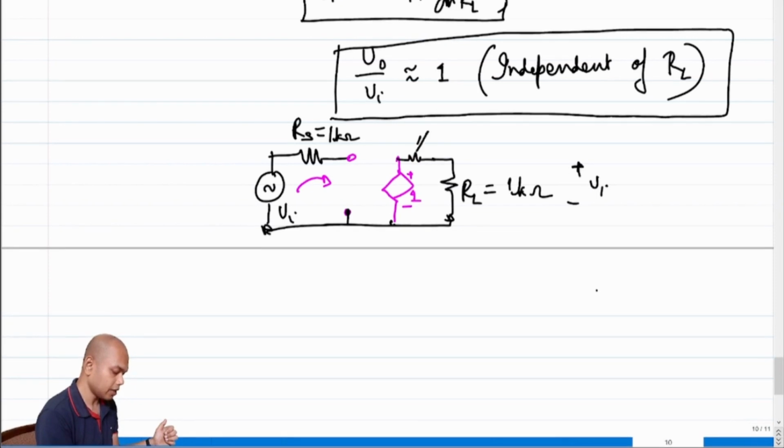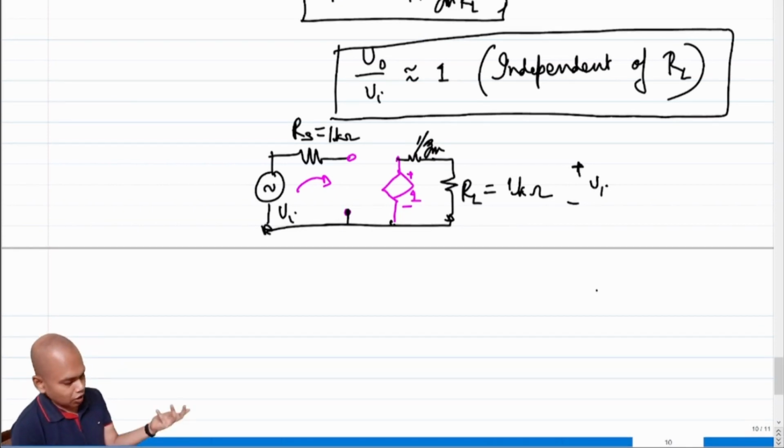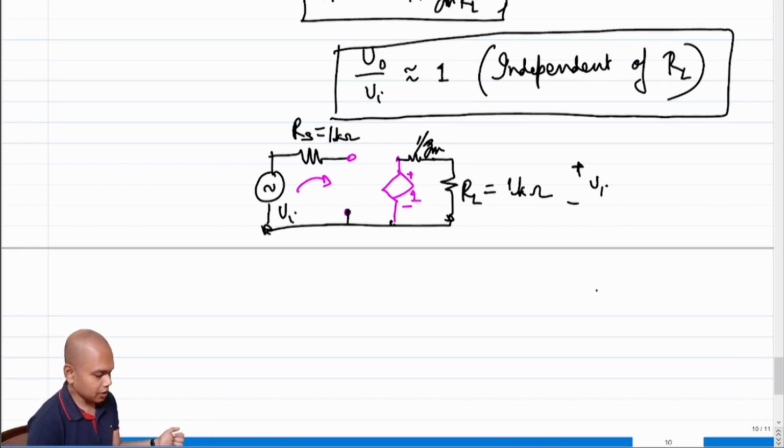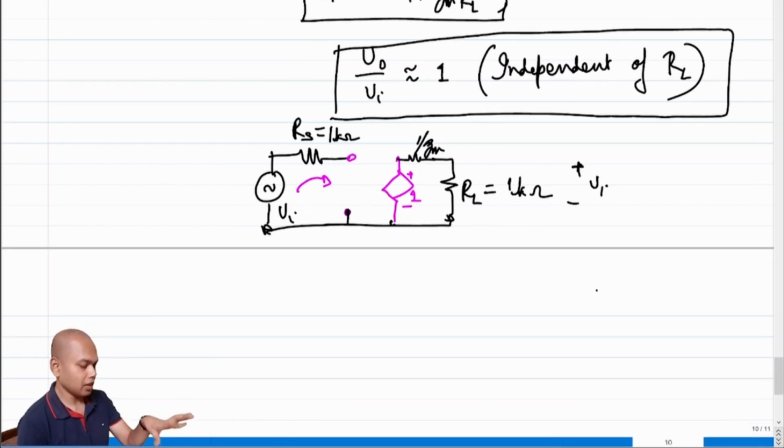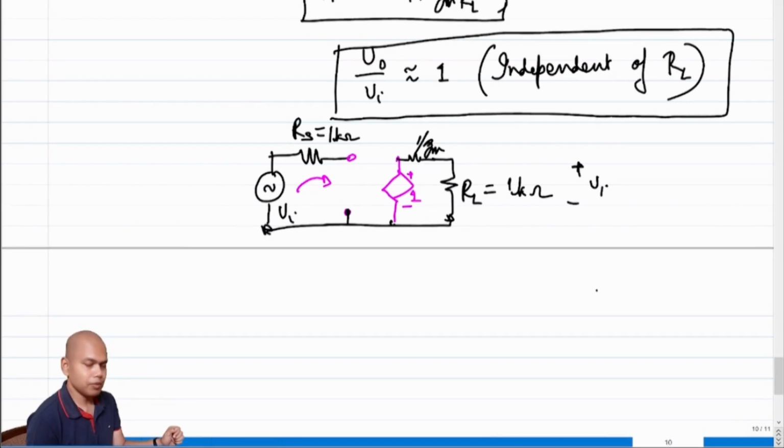And it has an output impedance 1 over gm. If the output impedance 1 over gm is much less than RL, then clearly the output voltage will be equal to the input voltage regardless of the value of RL. Okay, so hence there is a use for this type of circuit, and this is called a voltage buffer.